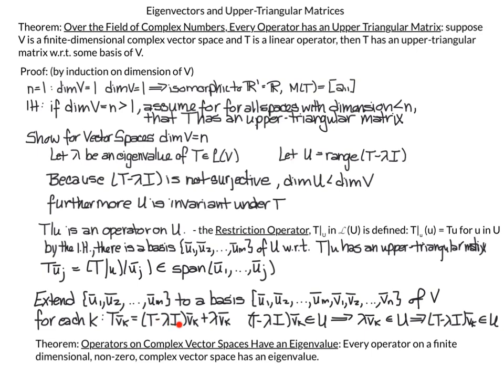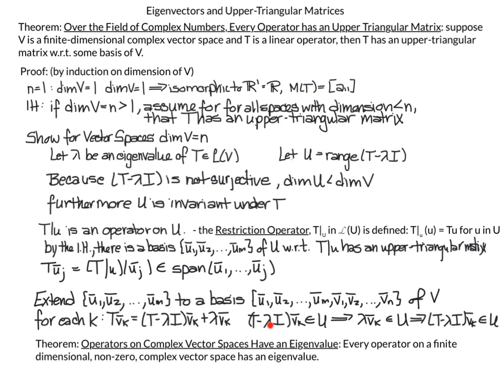So here now we know for each k, T on this basis vector is going to be (T minus lambda I) vk. In other words, it has an eigenvalue, and then that's plus lambda vk. Remember, because our T of vk is here, and then our minus lambda I vk is equal to minus lambda vk. So this statement is true.